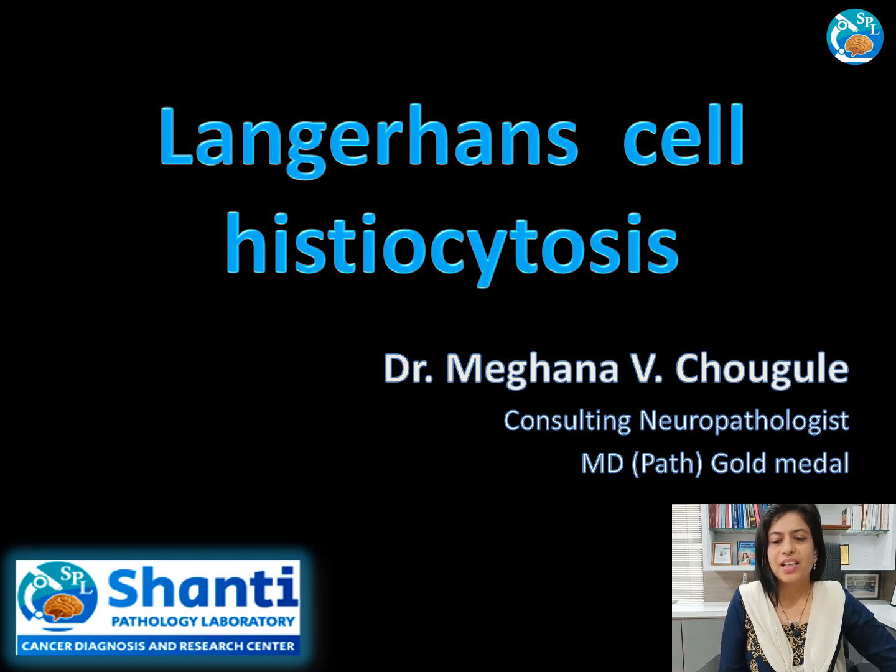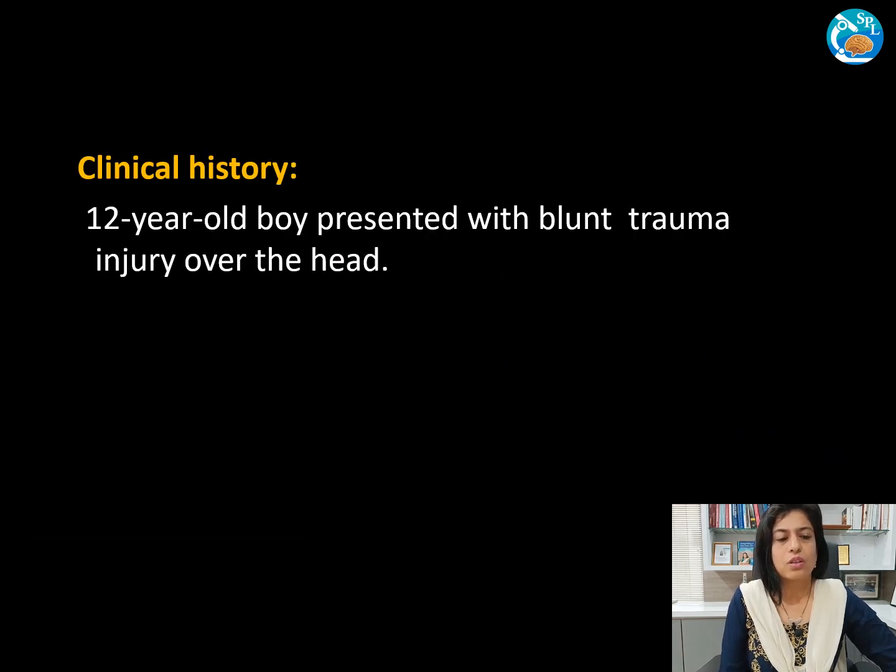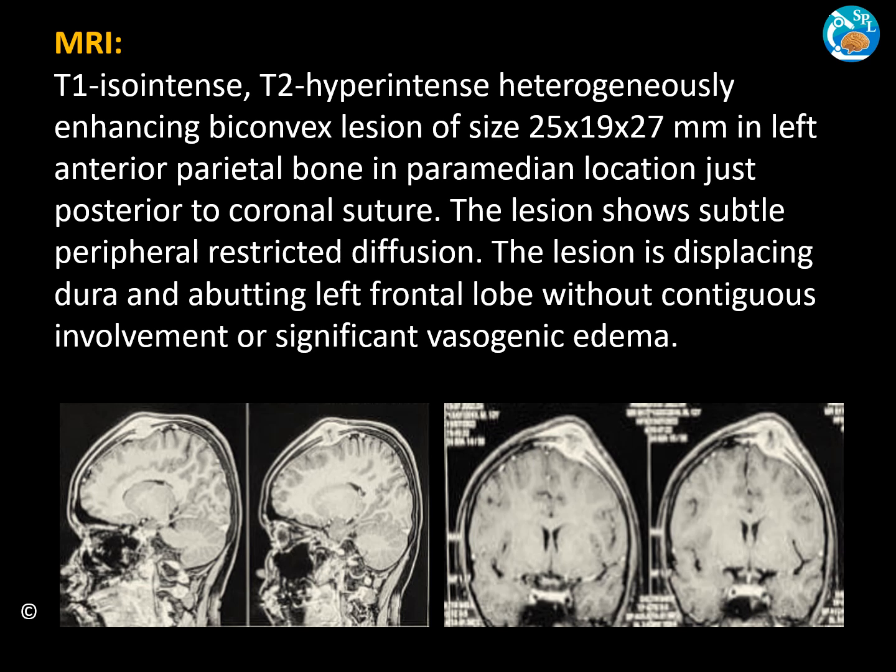Hello everyone. This is a case of a 12-year-old boy who presented with blunt trauma injury over his head. His MRI was done, which revealed a T1 isointense and T2 hyperintense heterogeneously enhancing biconvex lesion measuring 25 x 19 x 27 mm in the left anterior parietal bone in the paramedian location, just posterior to the coronal suture.